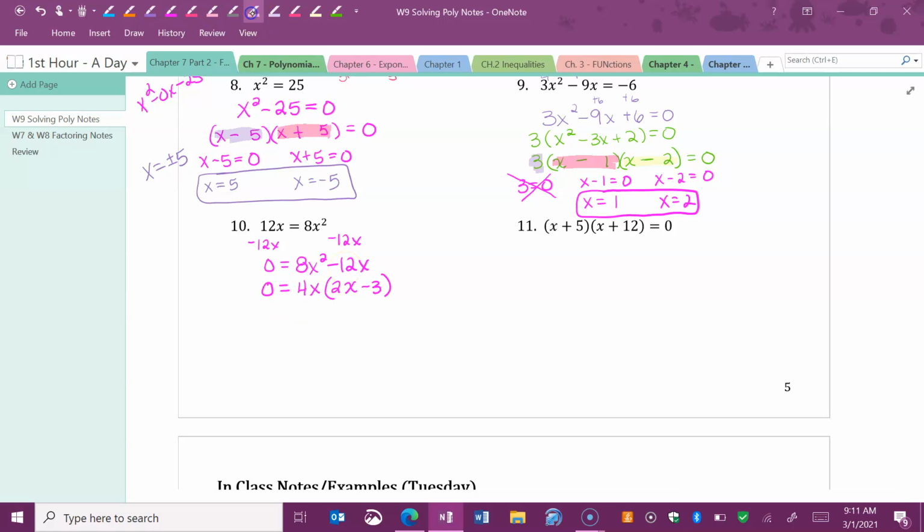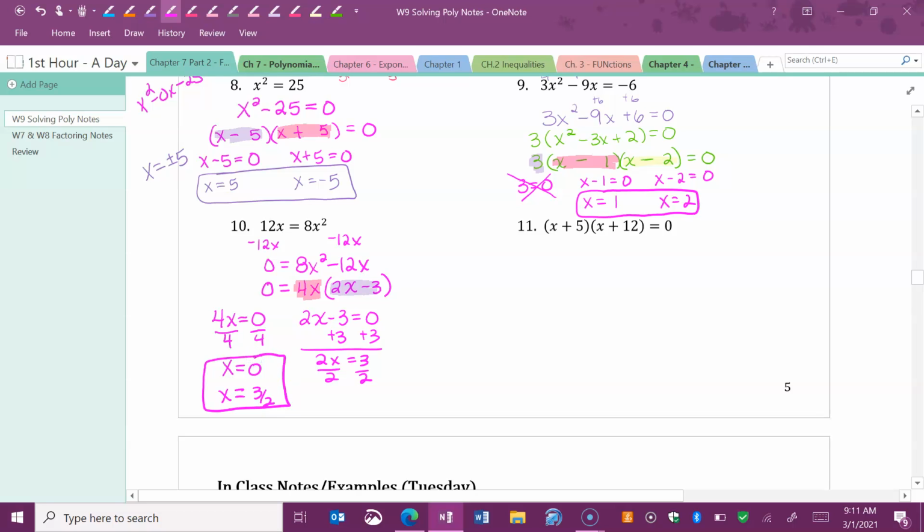I'm going to set each factor equal to 0. One factor is 4x. The other factor is 2x minus 3. So I have 4x equals 0, and I have 2x minus 3 equals 0. I'm going to divide by 4, and I get x equals 0. On this one, I'm going to add 3. I get 2x equals 3. Divide by 2, I get 3/2.